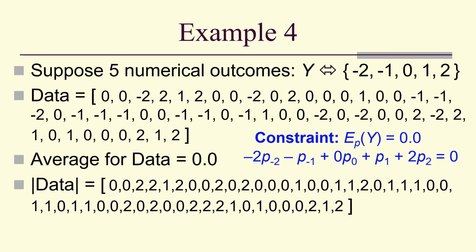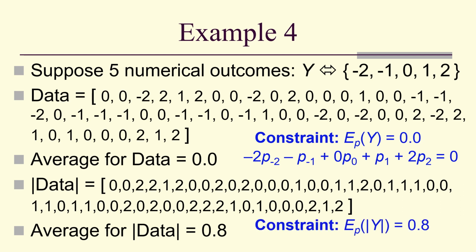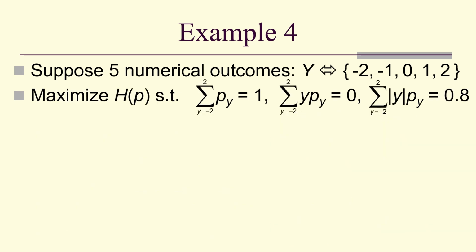The absolute value of the data is just where you take the absolute value of everything in the data set. And it turns out that the average for the absolute data, I'm sorry, is 0.8. And this is another constraint. It looks like this. So now we want to maximize entropy such that the sum of the probabilities is 1, the expected value is 0, and the expected absolute value is 0.8.